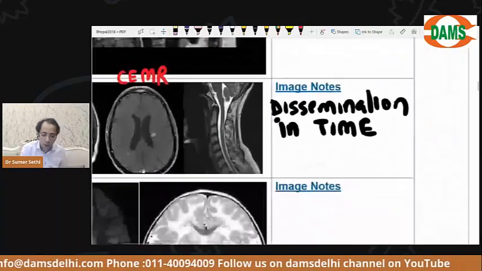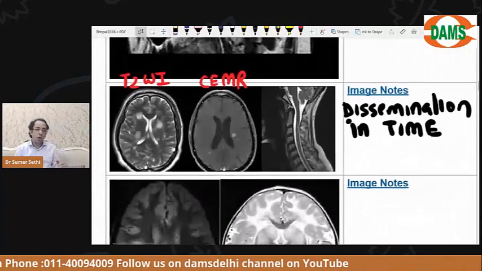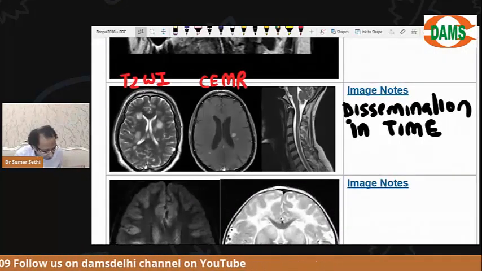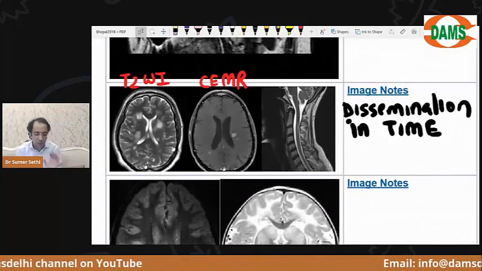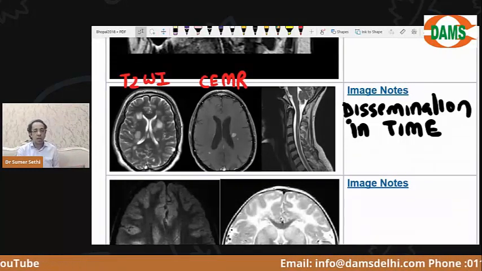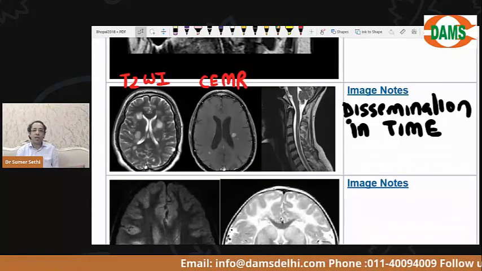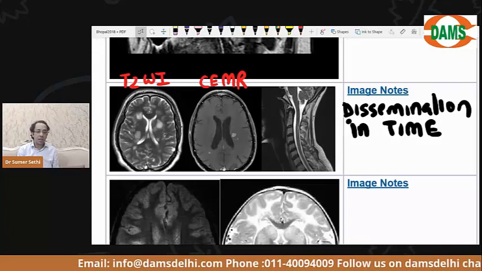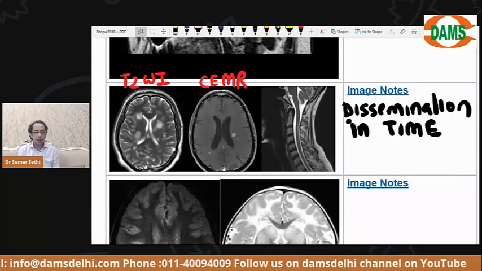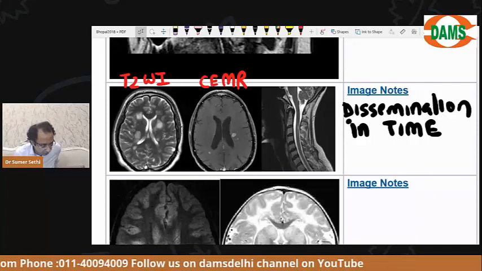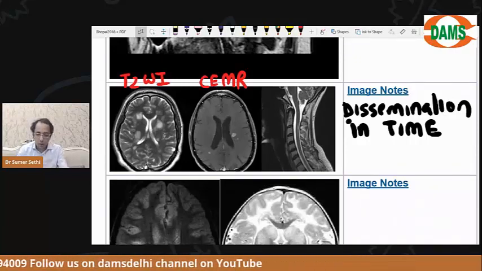Okay, on T2 both old and new lesions are visible, but on contrast only the new lesions are visible. Everybody understands now? On contrast only what is acutely inflamed will show, meaning the new lesion. On T2 all were visible, and that is how we can see dissemination in time. Are you clear? Okay, now see, this is called dissemination in time.